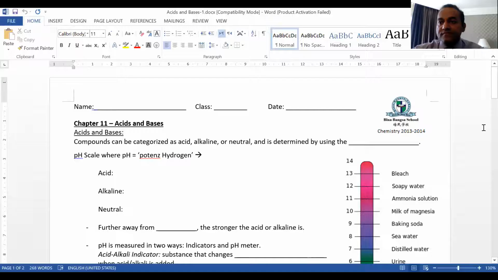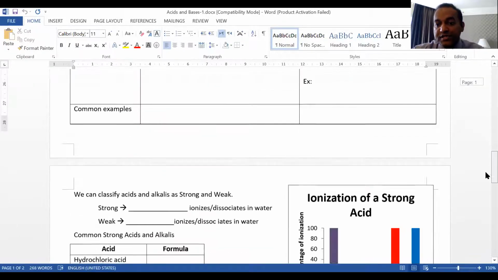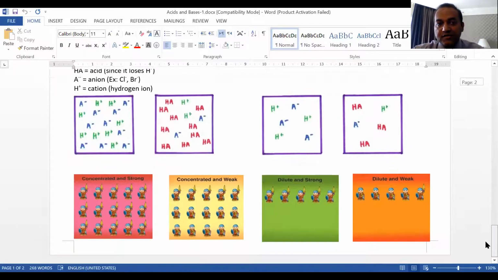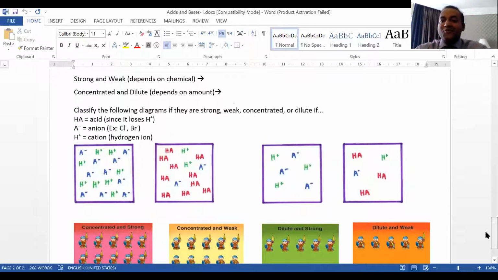Then I have another type of problem-based learning. Again, you can see it has been prepared for a long time. In 2013, 2014, I started to use this. Of course, this is a normal worksheet. At the end of this worksheet, I have a diagram. This time I put a diagram for them.